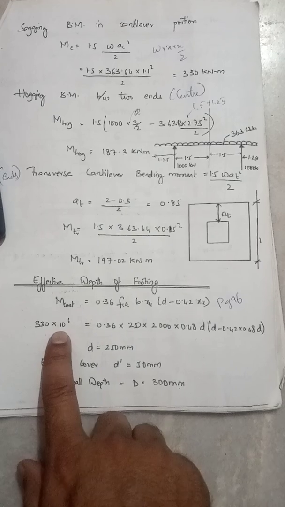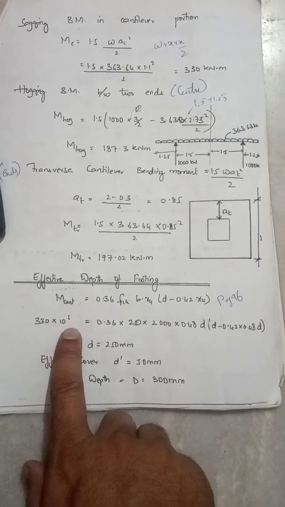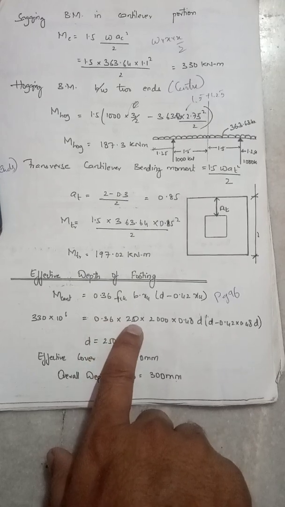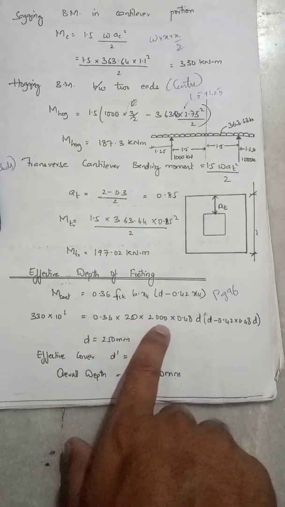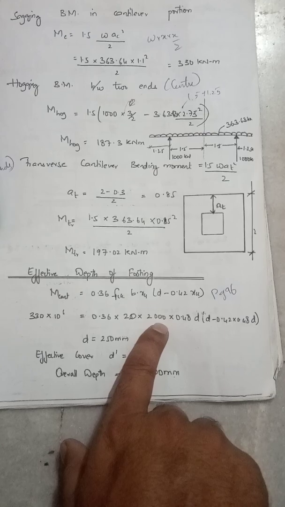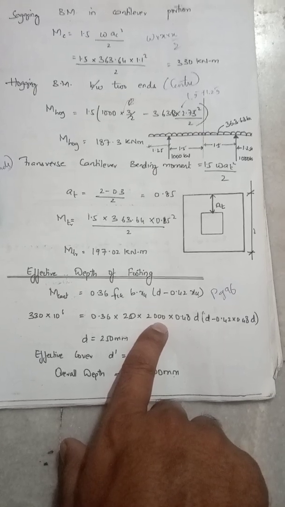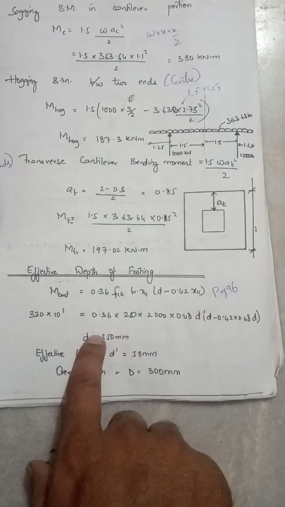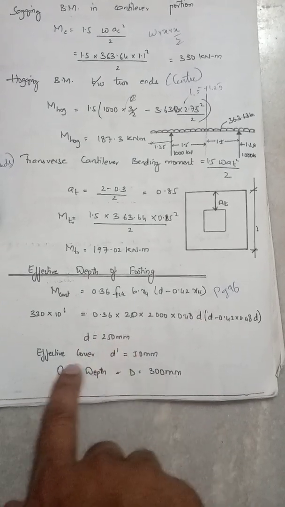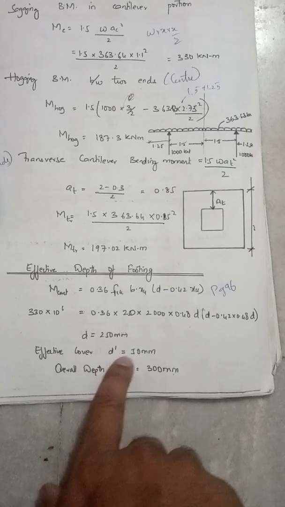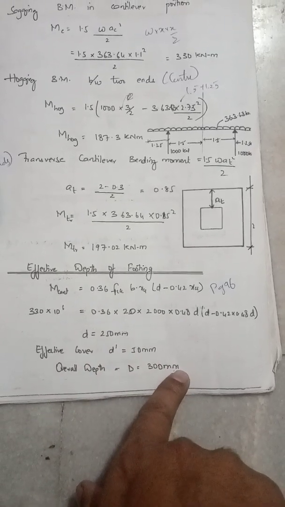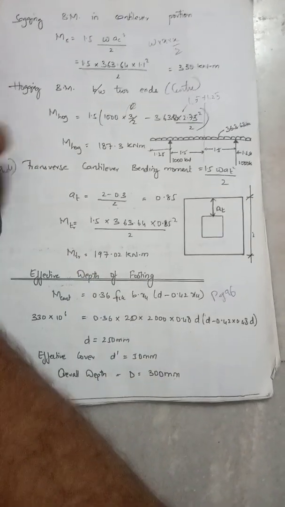So the maximum is 330. I'm taking it as 330 into 10 to the power of 6, converting it into Newton mm. Then 0.36 fck, where concrete is M20 grade. B is 2 meters, converting it into mm, so it is 2000 mm. xu is 0.48 d. From this you'll get d equal to 250 mm. I'm providing an effective cover of 50 mm, so the overall depth D is equal to 300 mm. So we have found out the depth of the footing.